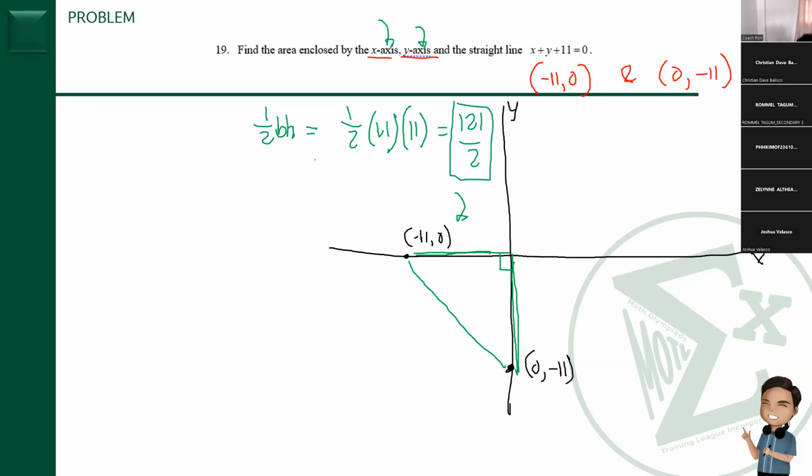Hopefully not too hard. Or you could say 121 over 2, which is 60.5. You can say 60.5 if you want to. Either way is fine.